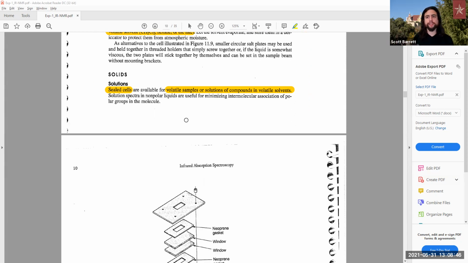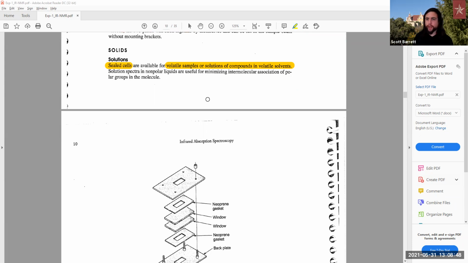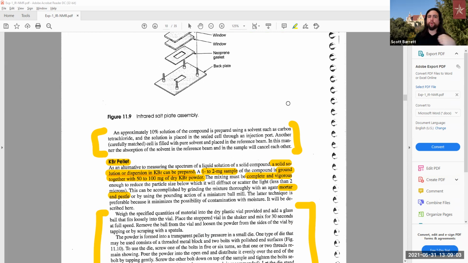So now solids, this is my preferred method for performing any sort of IR. There are multiple solid methods. One is a sealed cell for volatile samples or solutions of compounds. So if it's a very volatile solvent, or a volatile oil or compound, it can be dissolved. In this case, a 10% solution in carbon tetrachloride will not show in the IR spectra. And so it can be placed into a sealed container, and then that can be placed into a holder and run on the machine.